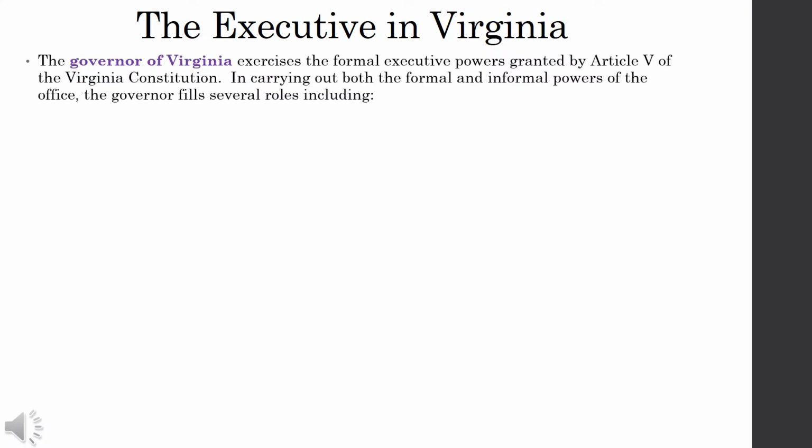Just like at the federal level, Virginia state government has an executive branch, and that executive branch is run by the governor of Virginia, who exercises the formal executive powers granted by Article 5 of the Virginia Constitution.